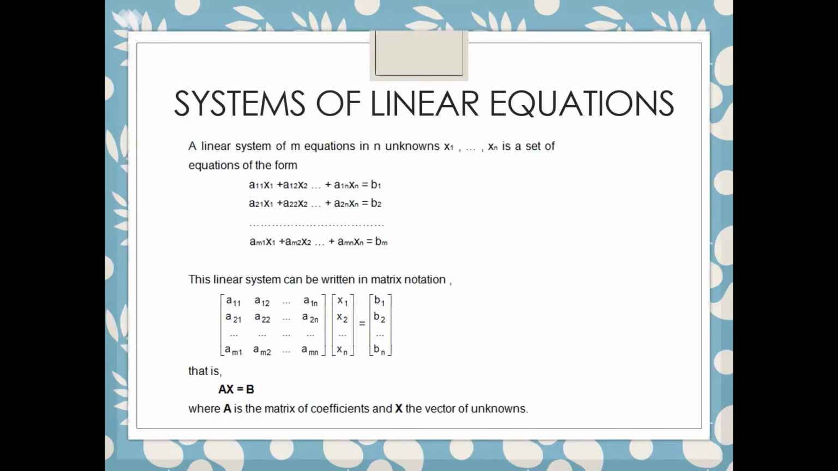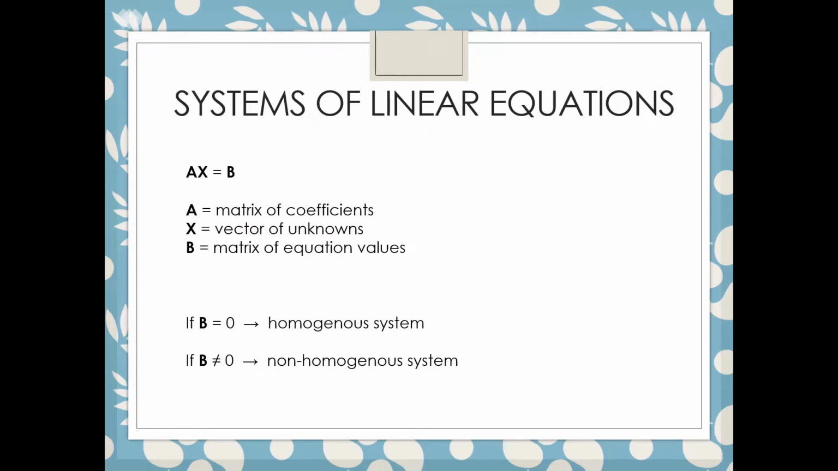A system of linear equations can be represented in matrix notation Ax equal to B, in which A is the matrix of coefficients, X is the vector of unknowns, and B is the matrix of equation values. If matrix B equal to 0, the system is said to be homogeneous. If matrix B not equal to 0, then the system is said to be non-homogeneous.